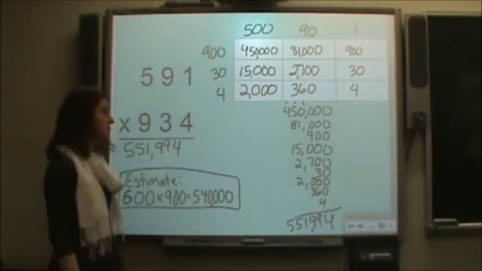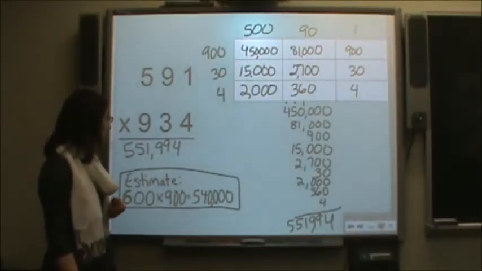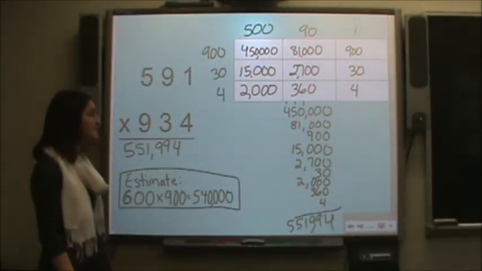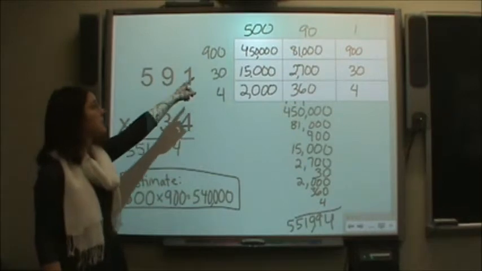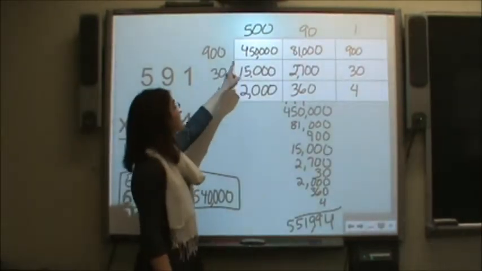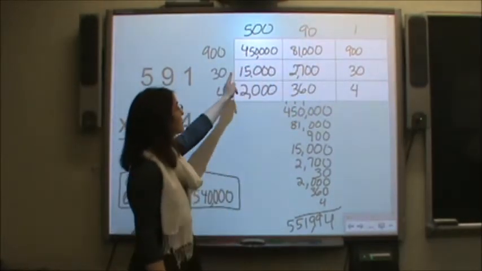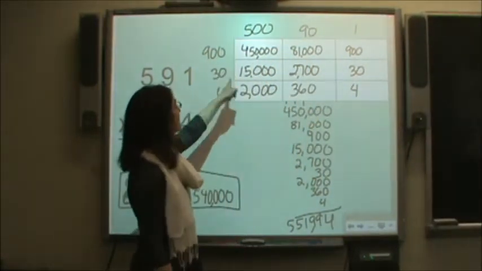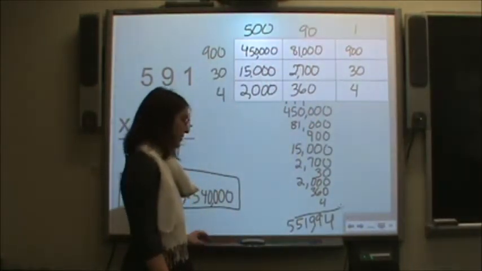Phew, that was a lot of numbers, but the answer is 551,994, which is pretty close to my ballpark estimate. And look at that. If you were having trouble making the boxes, it's going to be 3 by 3, so that we can have each digit up here and each digit along the side as well.